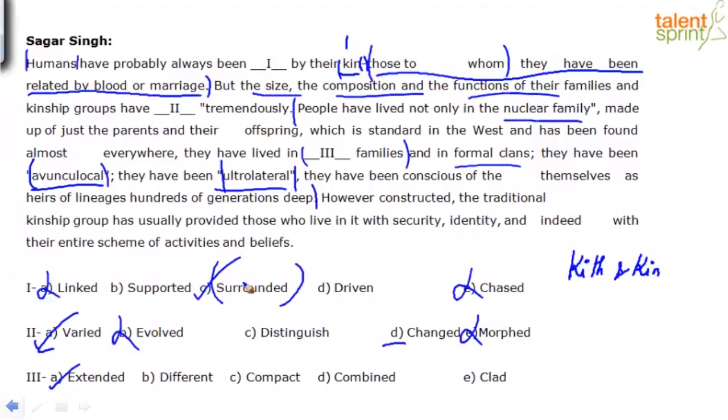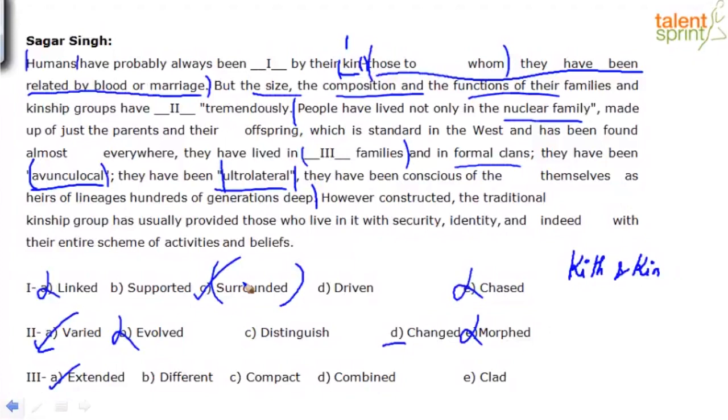Anybody found out the meaning of to evolve? The word evolve is usually used in terms of developing or something that is gradually achieved. So in the context, they are just talking about the various groups that are formed. So evolved doesn't make sense to me.